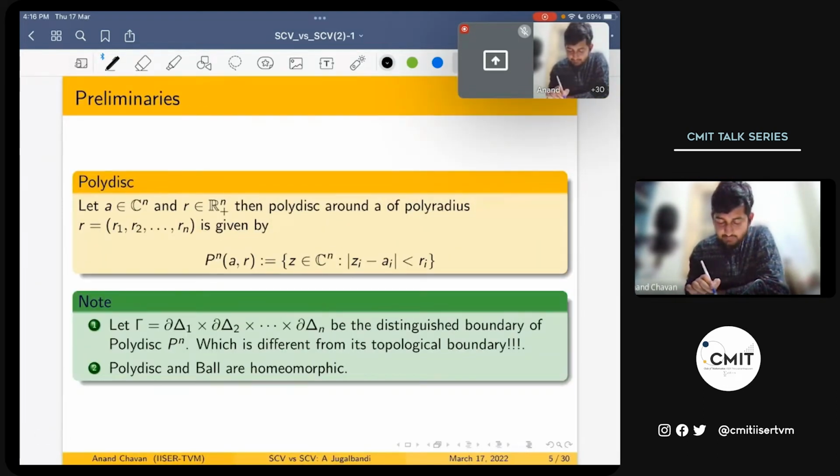So how will you define a polydisk of radius r around a point a? It is the set of all points in complex space such that the modulus of zi minus ai is less than ri. So on each coordinate, it looks like a disk. So basically a polydisk is a Cartesian product of disks.